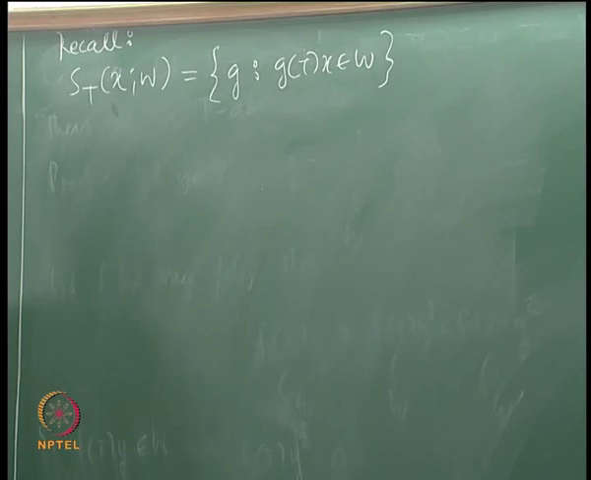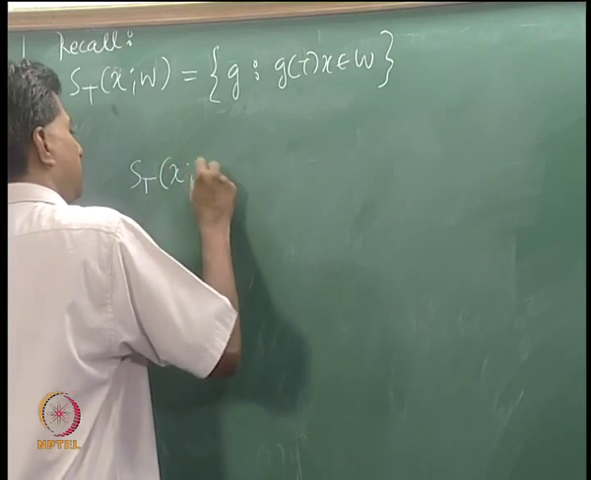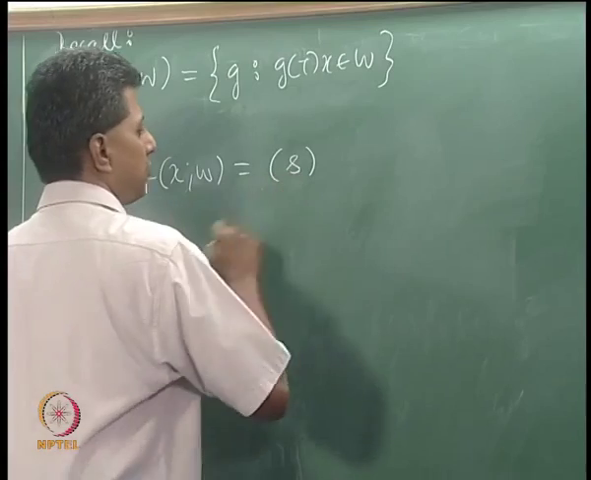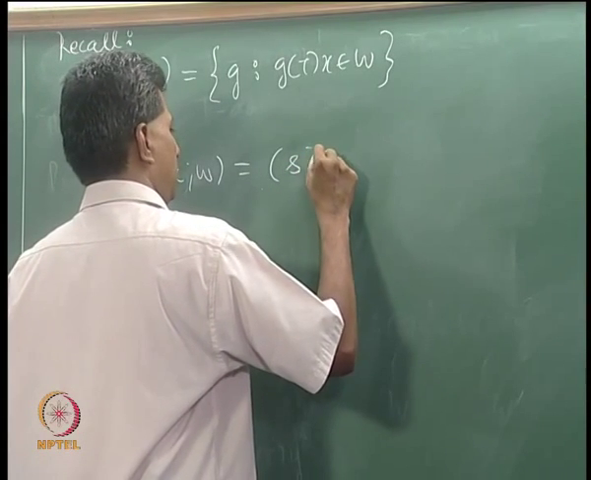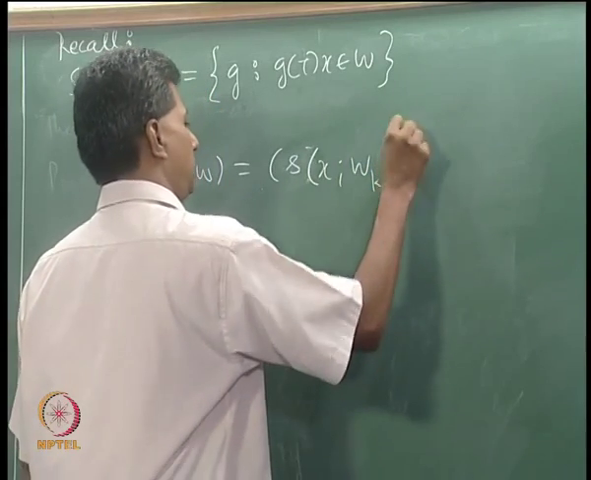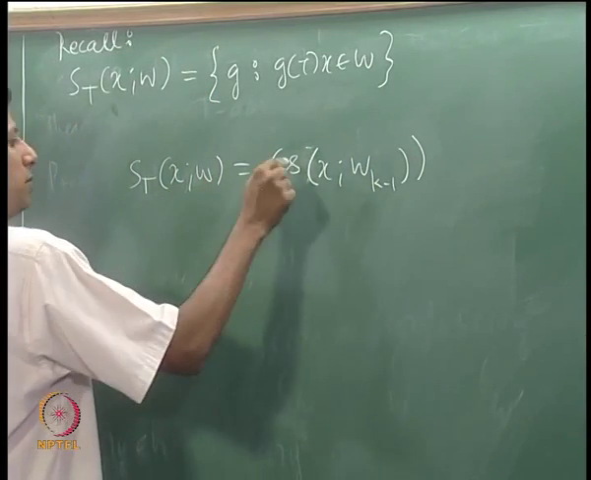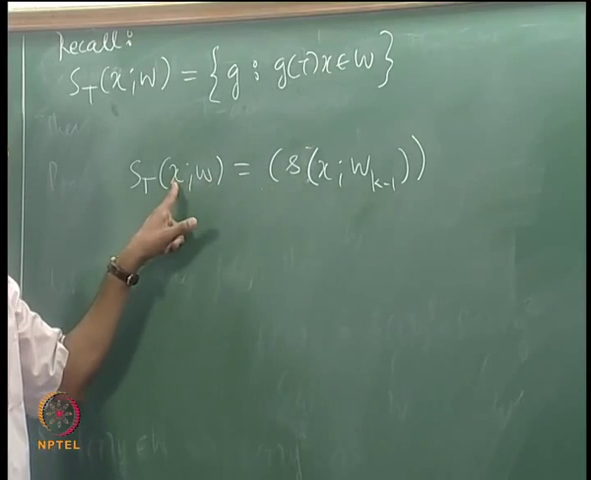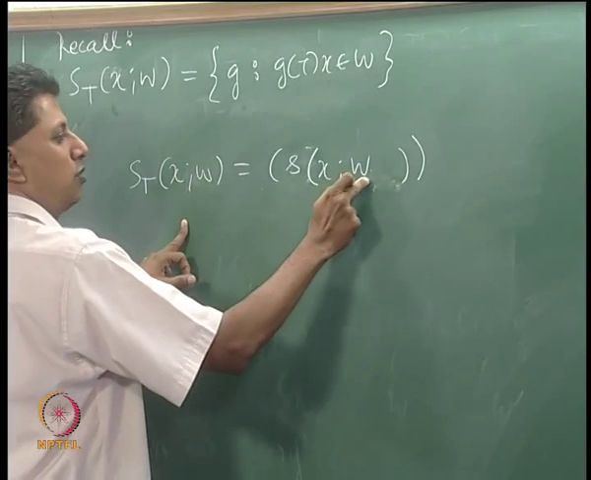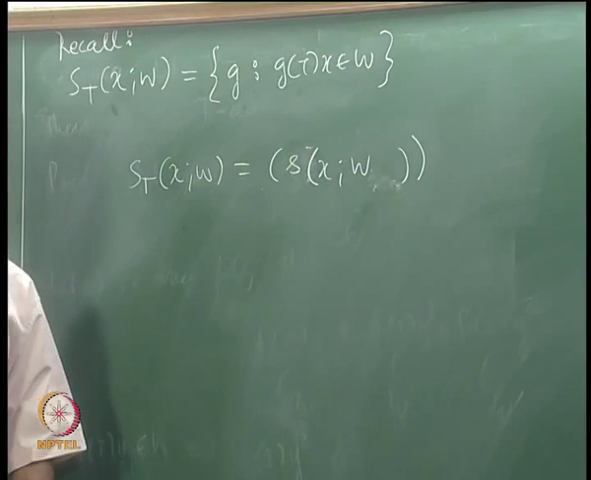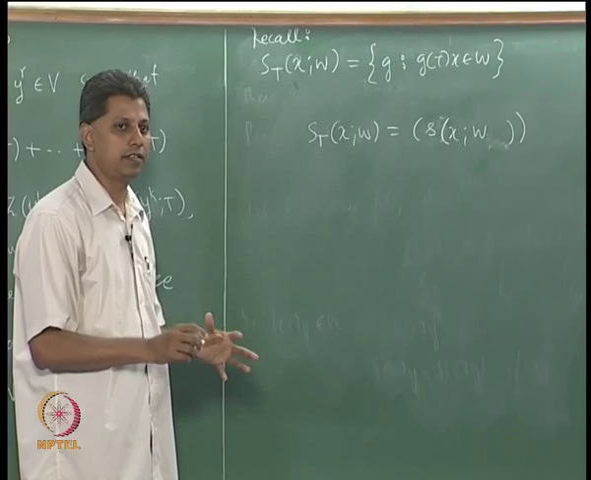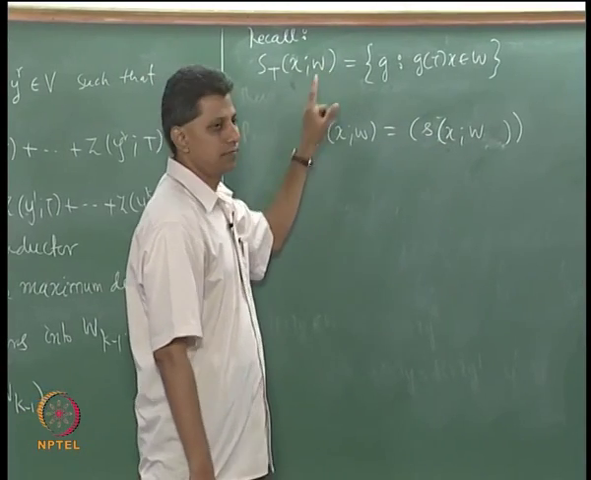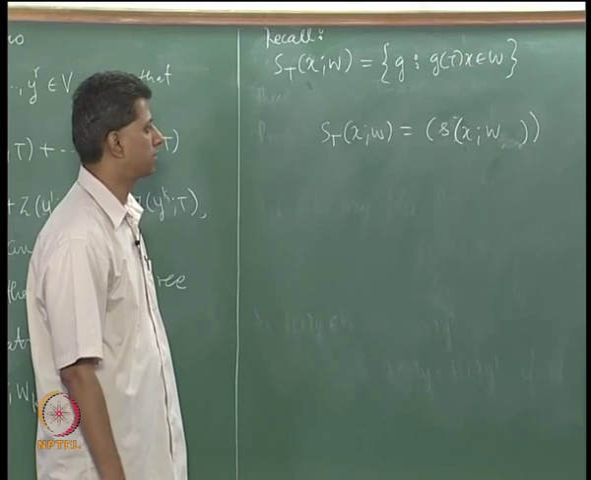That monic polynomial, I will denote by little s. To be specific, this s for me will be s(x; W_{k-1}). This ideal is generated by the polynomial s, that unique monic generator, and to denote that it depends on x and the subspace W, I will denote it like this: s(x; W). So little s always denotes the unique monic generator of a particular ideal of polynomials. In this instance, it is the generator of S_T(x; W), so it is determined by x and W.